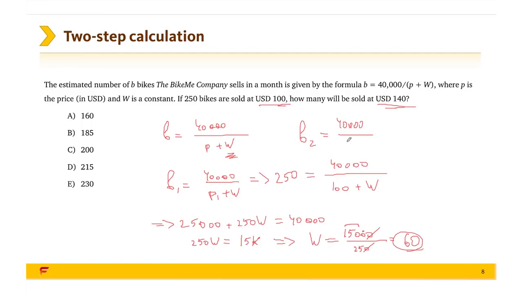Now that we know what W is, we can easily compute B2, which is 40K over P2 plus W, which is 40K over P2 here is 140 and W is 60. So this is nothing but 40K over 200, which is 200. And the answer is 200, C.